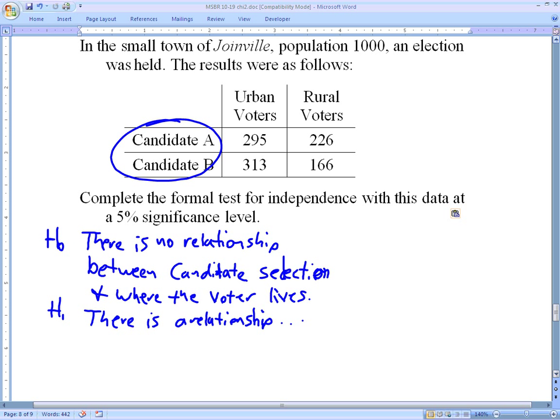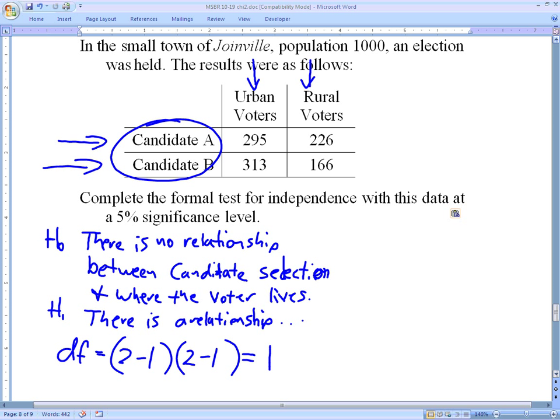Second step, I believe, was degree of freedom. So I say, how many rows do I have? Well, with data, I have 1, 2 rows here. How many columns? 1, 2. So my degree of freedom would be equal to rows minus 1, so 2 minus 1, times columns minus 1, 2 minus 1, which becomes 1 times 1, which is 1.